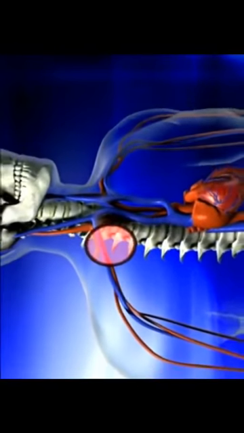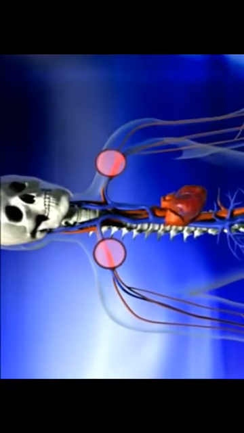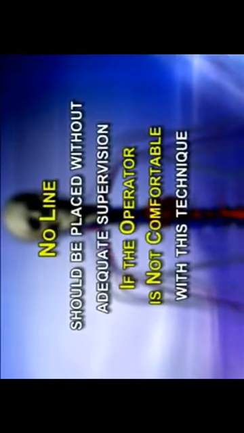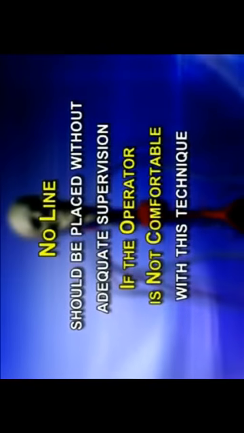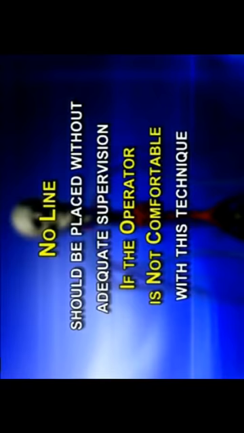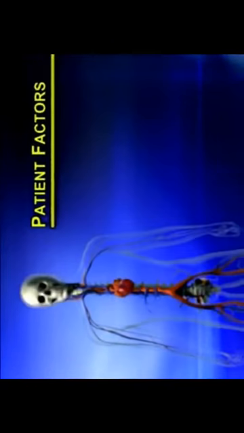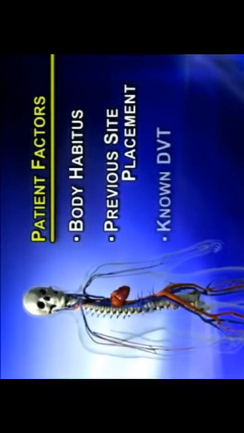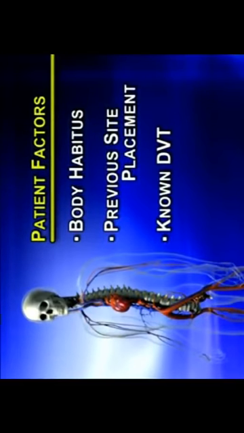Venous catheter insertion. Indications include hypovolemia, nutrition, monitoring, and venous access. Determining the insertion site must take into account several important aspects of the operator and the patient. No line should be placed without adequate supervision if the operator is not comfortable with the technique. Patient factors such as body habitus, previous site placement, or known DVT may also influence the insertion site.